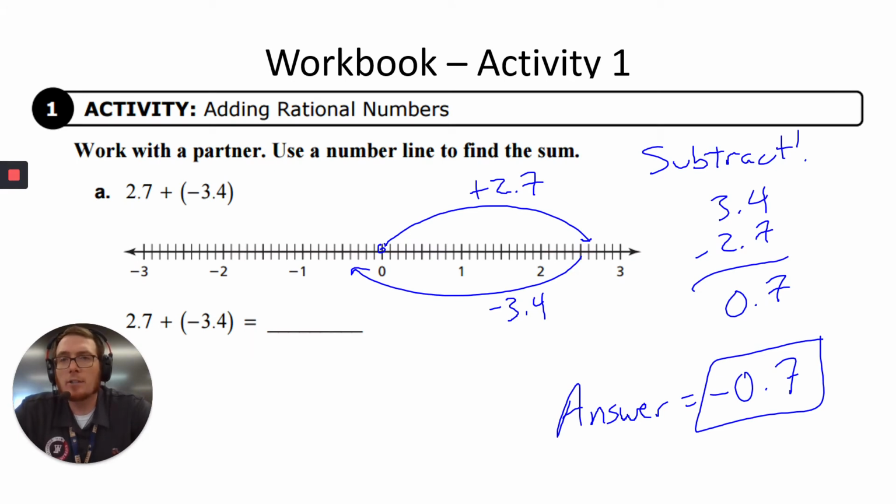Okay, when adding rational numbers, we're just going to go through a lot of situations here. And so there's some visuals. I didn't draw them perfect, but it gets the idea across. So if this was just 2 plus negative 3, you go forward 2 and back 3. That's a subtraction question. Well, the fact that it's 2.7 and 3.4 doesn't change anything. It's still subtraction. So 3.4 minus 2.7 would be 0.7, but the same ideas apply. Which is bigger? The negative 3.4 is larger, so it's negative 0.7 as your answer.